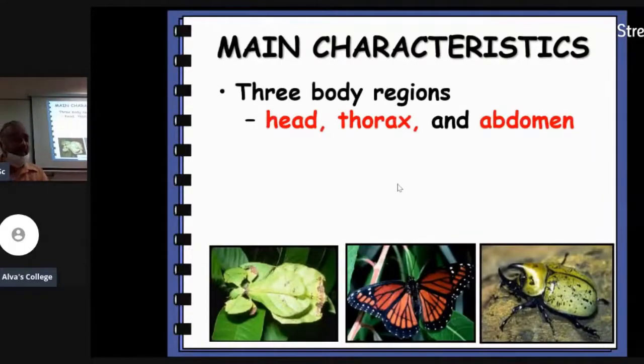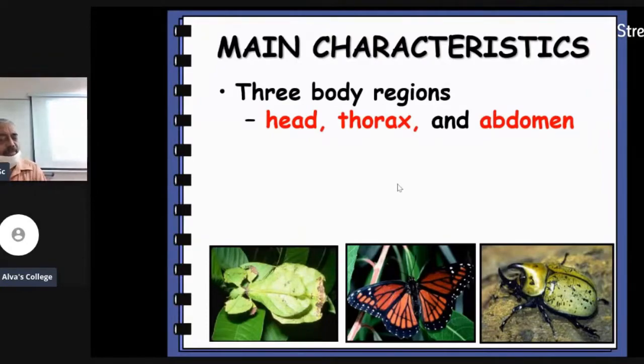Now, what is the main character by which you can differentiate or distinguish insects from other groups of invertebrates? Students, you must be knowing that 75% of all creatures on planet Earth are insects. 90% of all the animals are invertebrates. So invertebrates, to which insects belong, constitute 90% of the beings on planet Earth.